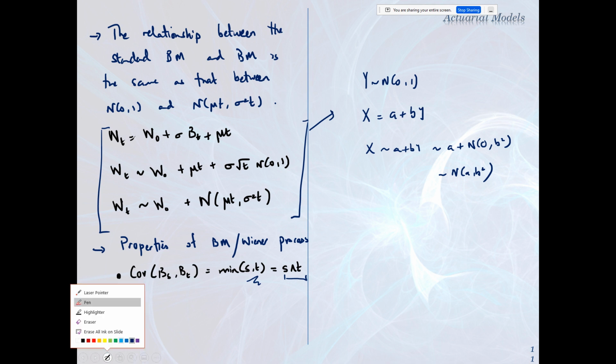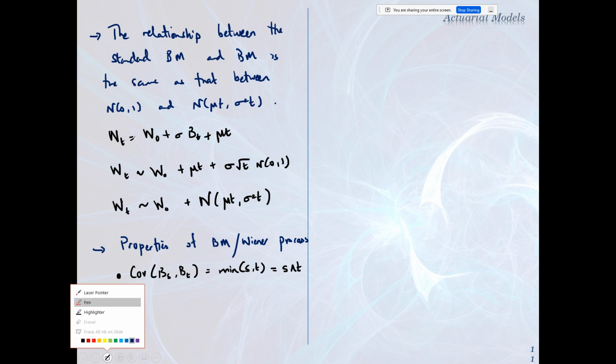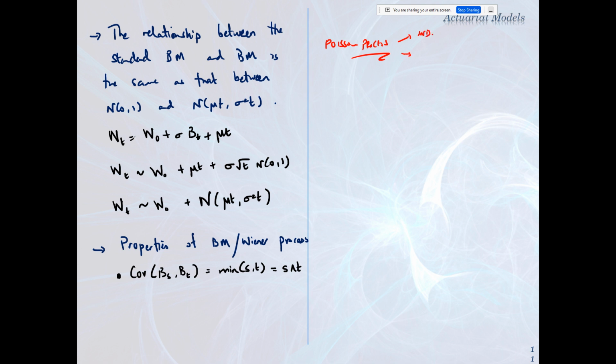I think while we are doing all this, you are being reminded about the Poisson process that we have seen in stochastic processes. Why? Because the Poisson process is a process which also possesses the independent increment property and the stationary increment property. But here it follows a Poisson distribution.